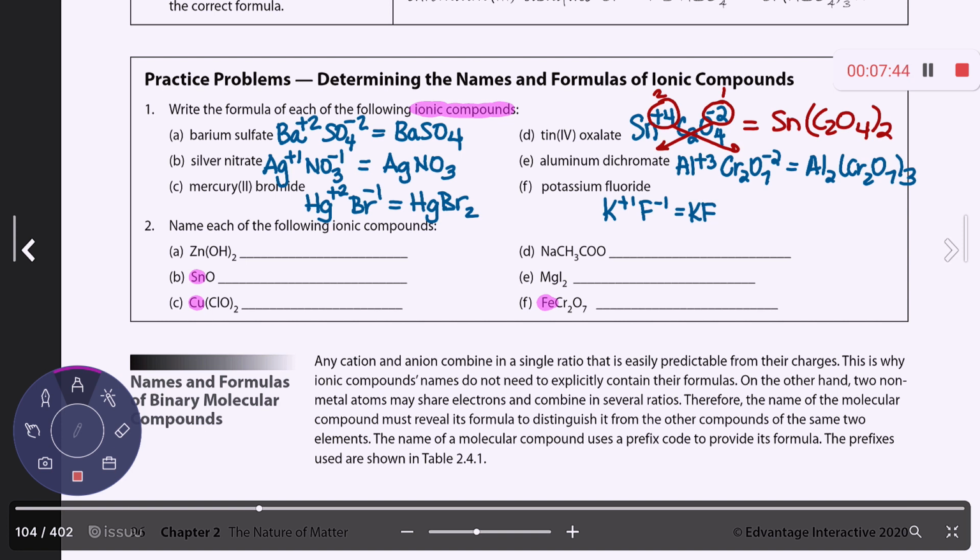Okay, so when we're doing number 2, Zn is zinc. And anytime you guys have parentheses, you want to name what is inside the parentheses. So this OH is written on the bottom left of your periodic table. It's hydroxide. So this would be zinc hydroxide.